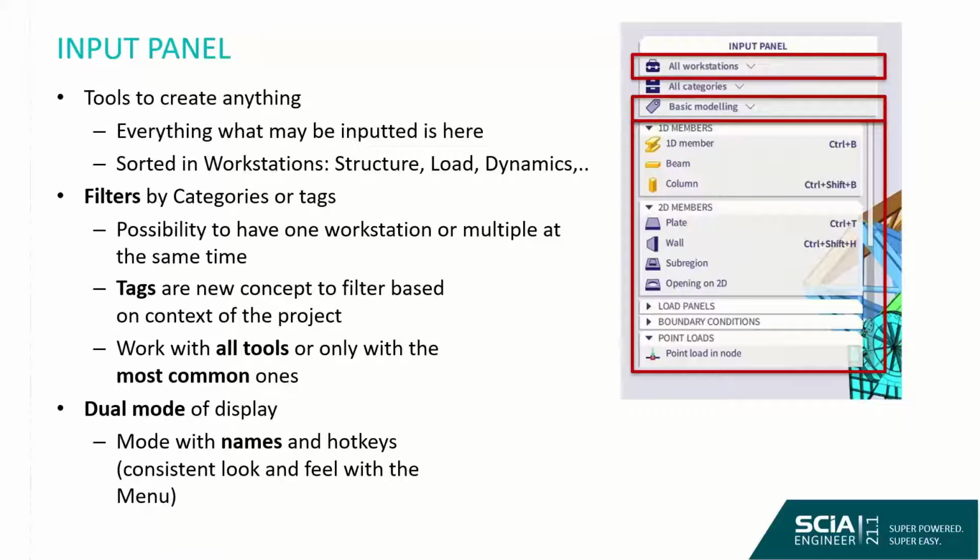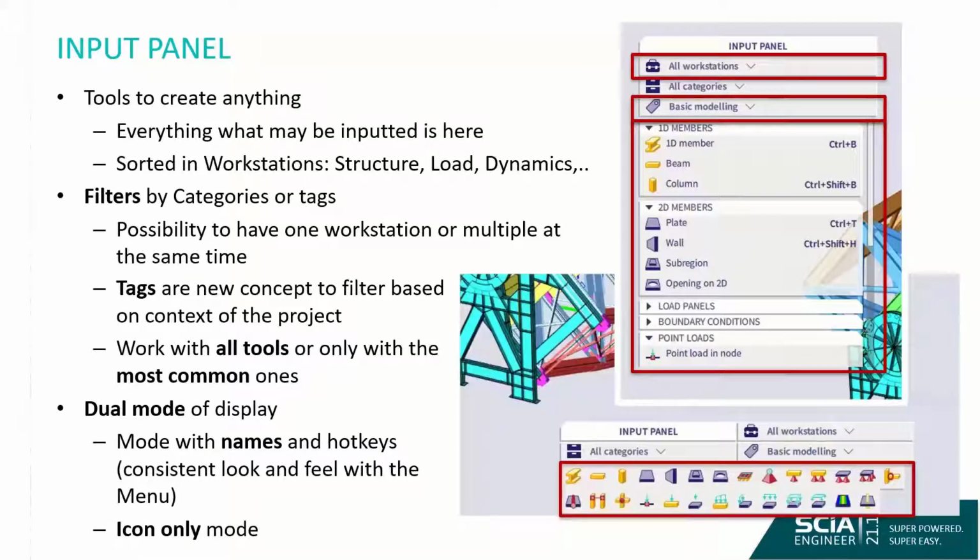And there is also the dual mode of display. So you can see here there is one mode where you can display the commands basically as you would in the main menu. So you see the icon, you see the name, there is also the hotkey. So it looks similar to the other components. But in this case, it takes quite some space. So I think it's great to learn how the icons for different commands look. And once you get familiar with them, you can switch to the icon mode only, which provides a more compact view and no need of scrolling too much.